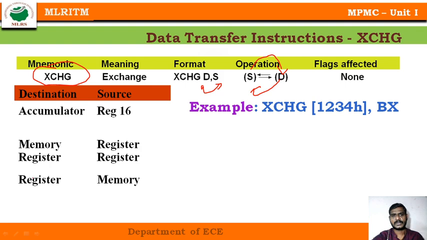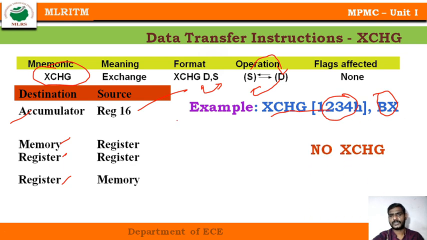The possible destinations and sources are given here: accumulator or register, memory or register, register and register. For example, if you take exchange, this is memory to register, where I want to exchange the data. When I use this, some things are not possible: memory to memory is not possible, and similarly, exchanging segment register data is not possible.